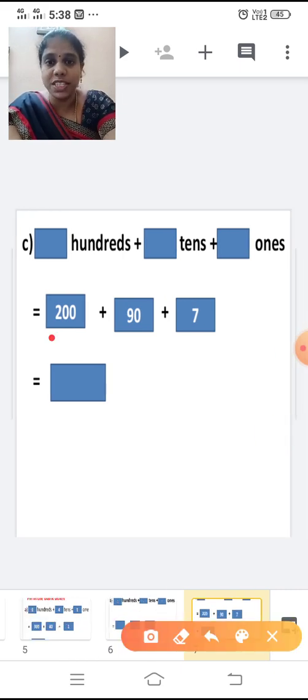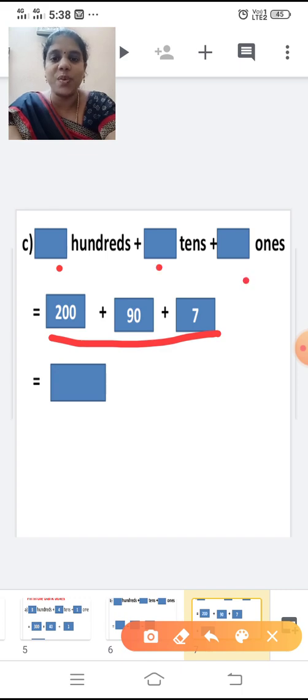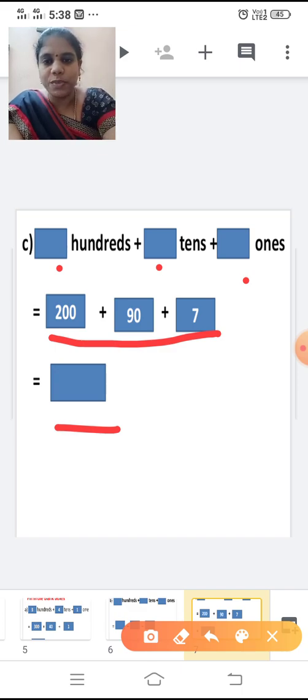Next, the expanded form is given for you. Now you are going to write how many hundreds, how many tens, how many ones, and you are going to write that number in short form. Shall we write this? Yes. So the expanded form is 200 plus 90 plus 7.